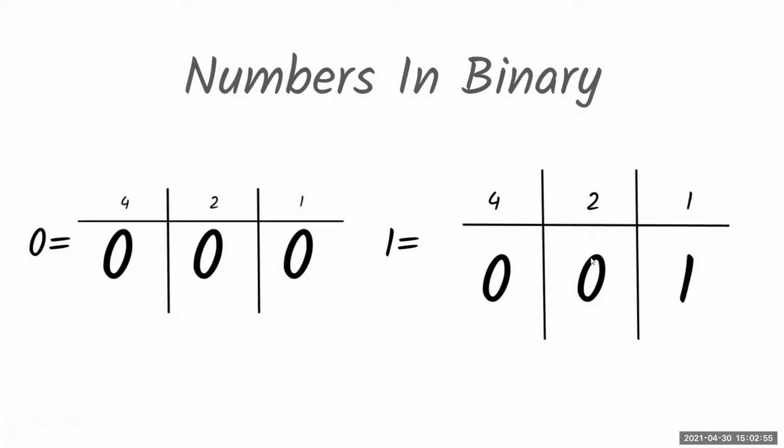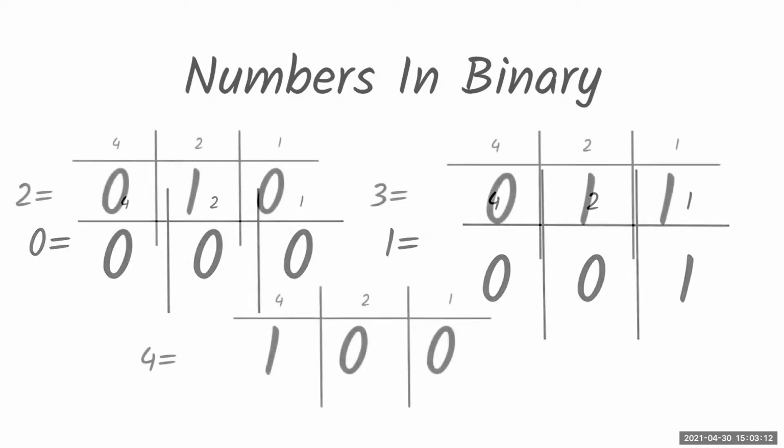But for 1, we would say yes for the ones column, because 1 is in the ones column. That's why it's 1. So once we see a 1, we would put it under the ones column. So 1 in binary is just 0, 0, 1.